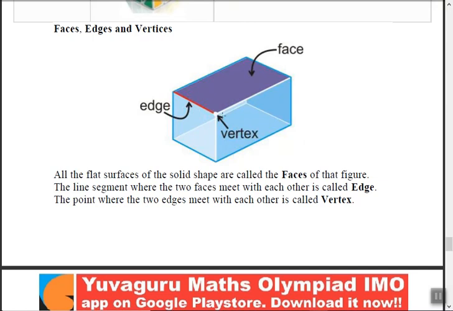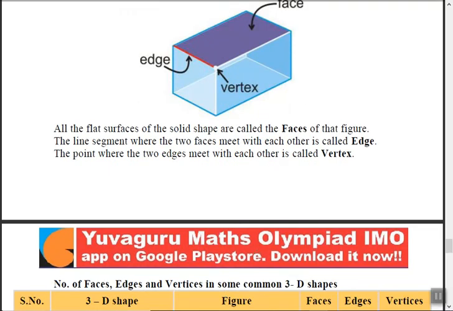So how many faces are there? See, this is a face, dark blue, then this will be a face, this will be a face. There would be many faces. So all flat surfaces of a solid shape are called faces. Okay. How many faces will the sphere have? Sphere means the ball which you have. That will have one face.